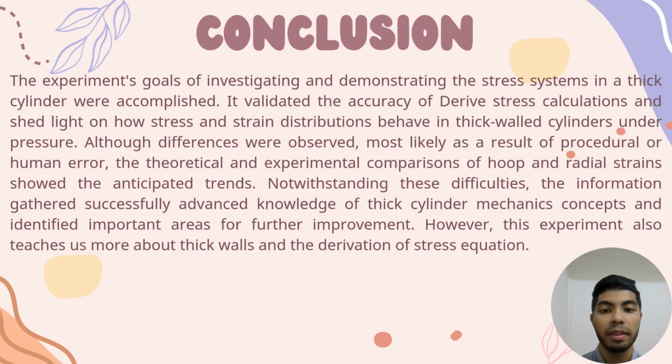The experiment goals of investigating and demonstrating the stress system in a thick cylinder were accomplished. It validated the accuracy of the derived stress calculation and shed light on how stress and strain distribution behave in the thick wall cylinder under pressure. Although there were differences, which we observe are mostly due to procedure or human error, the theoretical and experimental comparison of hoop and radial strain show the anticipated trends.